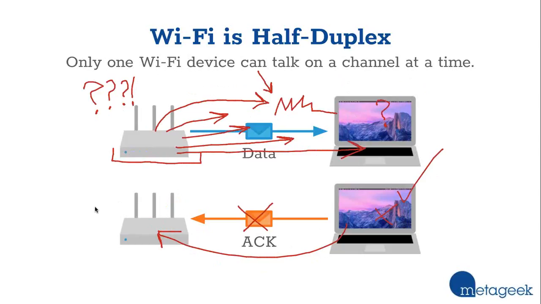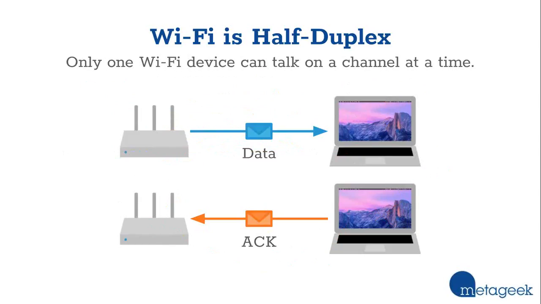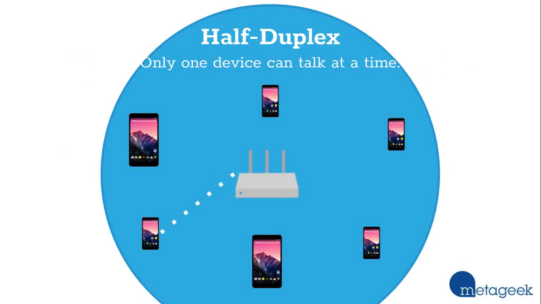So if you've ever had kids, or if you've ever been around kids, or maybe if you've just seen some kids from a distance, you know that kids are a lot like Wi-Fi in that way. They will repeat themselves over and over and over again.